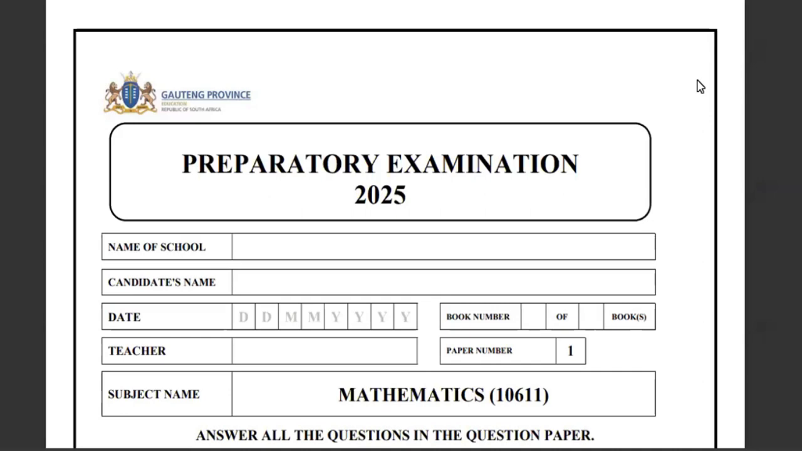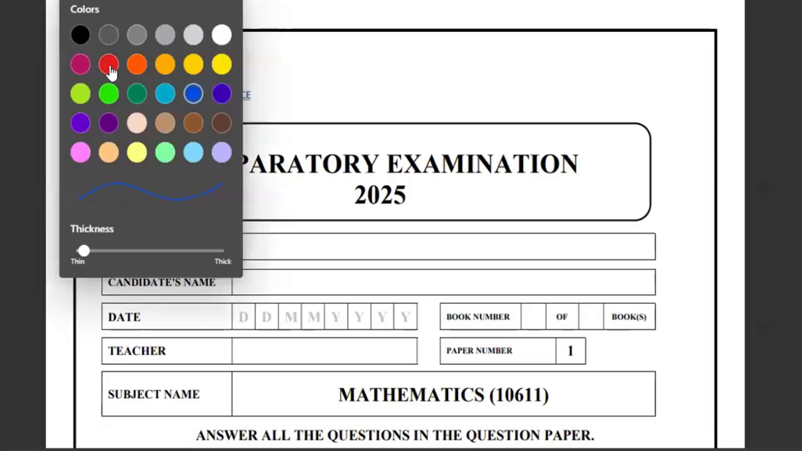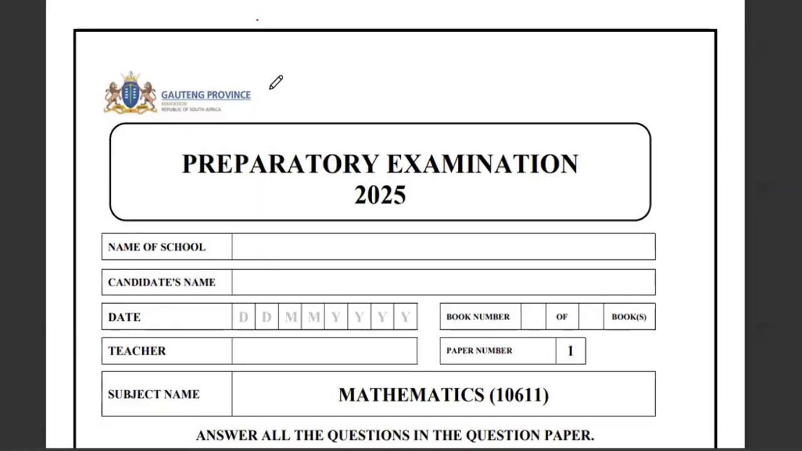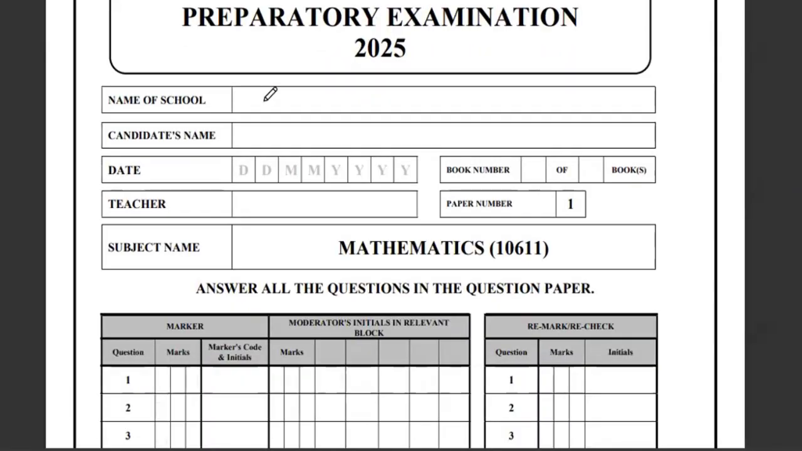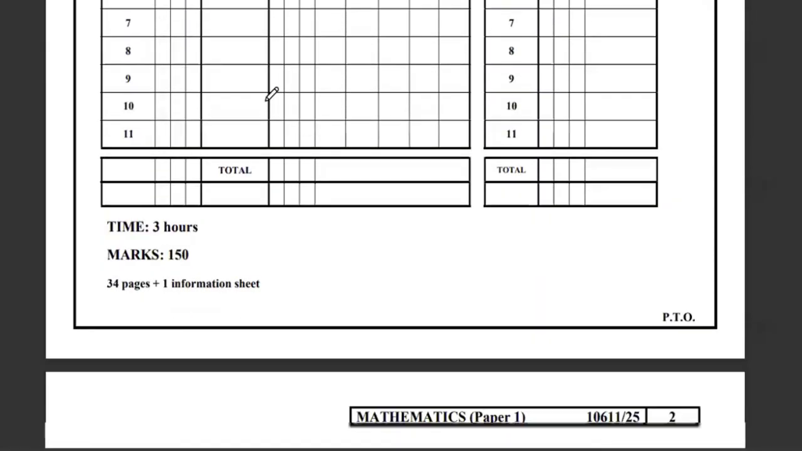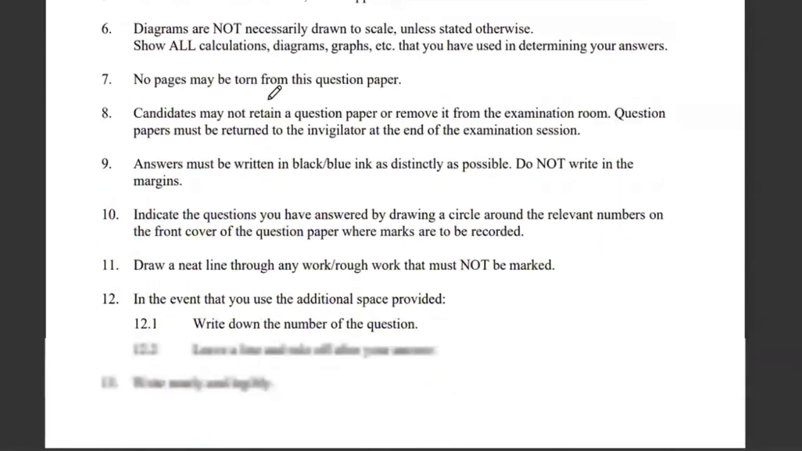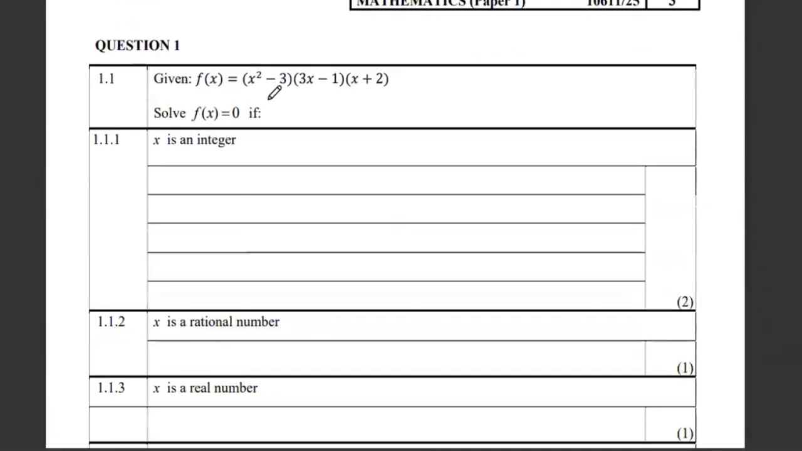Another episode where we shall be looking at the proposed memorandum for the prelim mathematics paper 1 2025. I just like the new outlook of this paper, the format, the way it is, in as much as I feel there could be some challenges with combining the question paper together with the answer book. Nevertheless, let's dive into the paper with 11 questions.